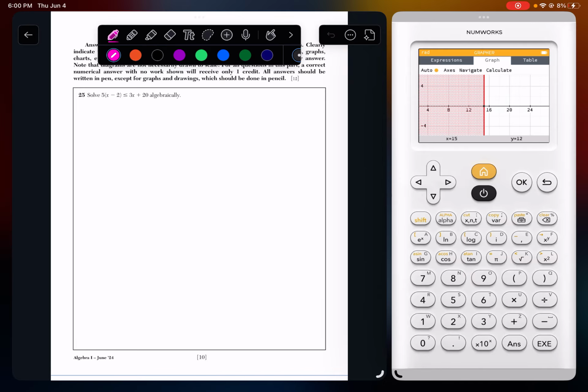And now if I go to my graph, what I will notice is that I have a solid boundary. My boundary is at x equals 15. I can see that at the bottom of my screen. So the boundary is at x equals 15. And then my shading is below x equals 15. So I can expect that my final answer should be x is less than or equal to 15.